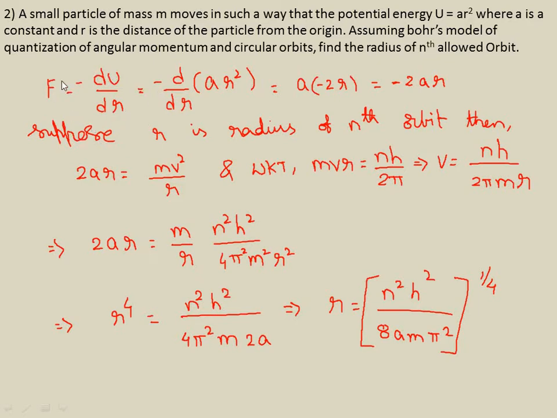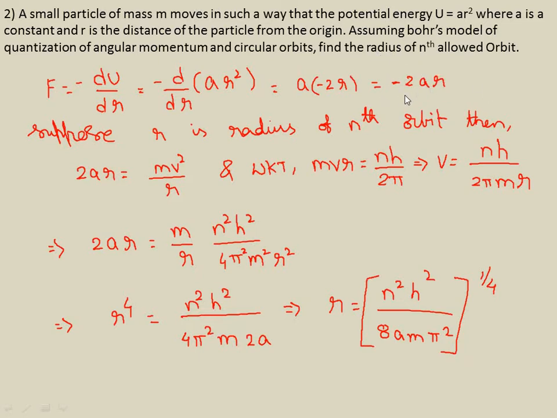In work, power, energy in your 11th standard and earlier in your 12th standard first chapter also, we have seen many problems of this kind. F equals minus dU by dr for a conservative field. Hence, minus d by dr of U, and U is ar squared, which is already given for us. So substituting, minus d by dr of ar squared, a into minus 2r, and dr by dr is 1, so minus 2ar. Let us say r is the radius of that nth orbit, whatever we are calculating. So here we got the force.